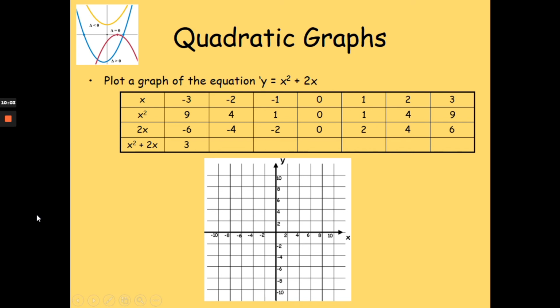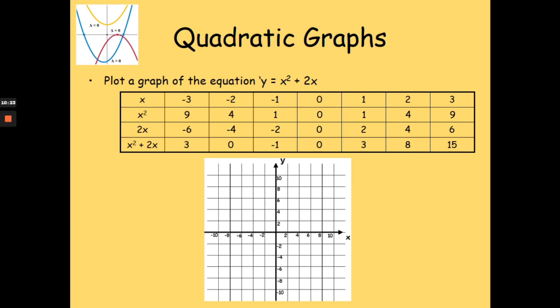Now remember, we're using the 2 rows above, so it would be 9 add minus 6, and that equals 3. Then it would be 4 add minus 4, which equals 0, minus 1, 0, 3, 8, and 15. So now we've got to the point where we have to plot the points.